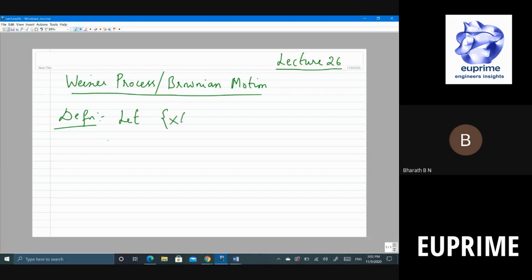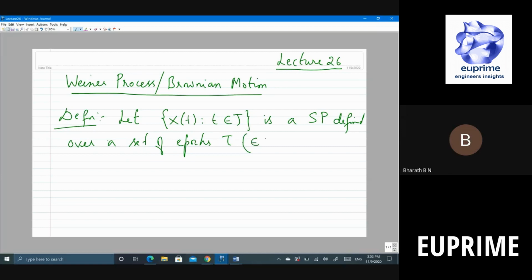Okay, so let me write that. Let x of t such that t belongs to some T be a stochastic process, SP for short, defined over a set of epochs tau. So this tau could be either the non-negative reals, or it could even be the non-negative integers. Is that fine?